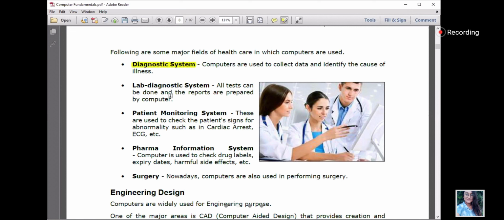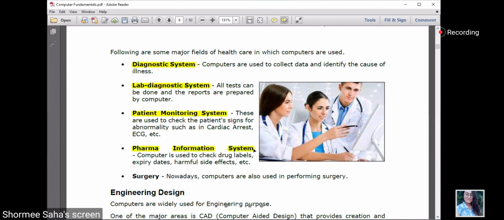So the main applications here are the diagnostic system to diagnose the diseases in a patient, then also the lab diagnosis system. So all the samples are connected and reports are prepared from the computer. Then patient monitoring systems. You will have seen in real life or in movies that patients are kept in the ward and there is a heartbeat showing, a visualization of the heartbeats and all. People are kept on life support and all. So all these things are actually computerized.